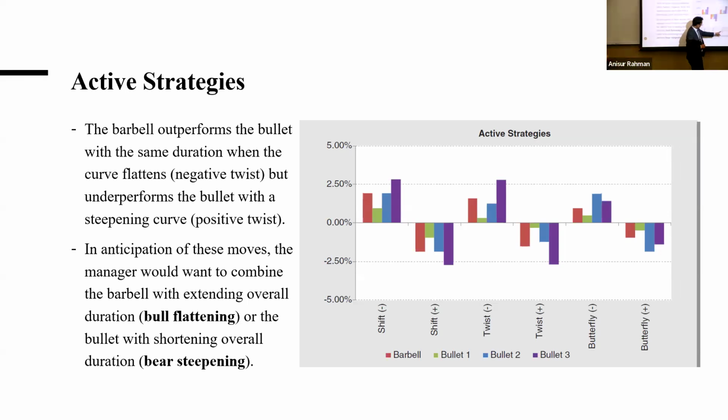So when the interest rate decreased, we had gain from the longer term bond. So barbell outperformed the same duration bullet. The opposite happened when the slope went upward. This underperformed the same duration bullet, right? So that's why they're saying barbell outperforms the bullet with the same duration when the curve flattens, slope decreases. The opposite happens when the slope increases.